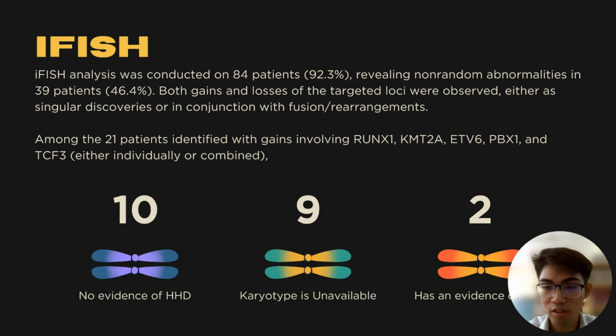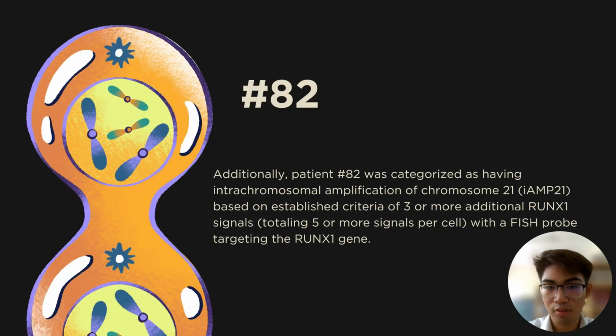And in their results, it shows that 10 patients exhibited a normal karyotype with no evidence of HHD, or high hyperdiploidy, in any cells. And for 9 patients, a karyotype was sadly unavailable, making it impossible to confirm whether these cells have HHD or not. And in their studies, 2 patients have an HHD.